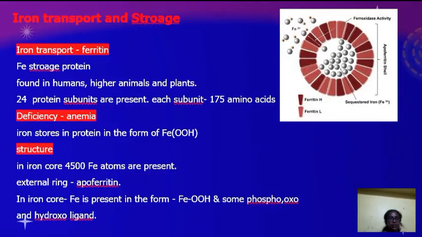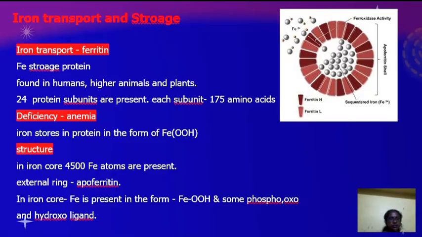This is the example of iron transport and storage, that is ferritin and transferrin. Iron storage example is ferritin. Ferritin is the iron storage protein found in humans, higher plants and animals. It has 24 protein subunits. Each subunit has 175 amino acid residues.